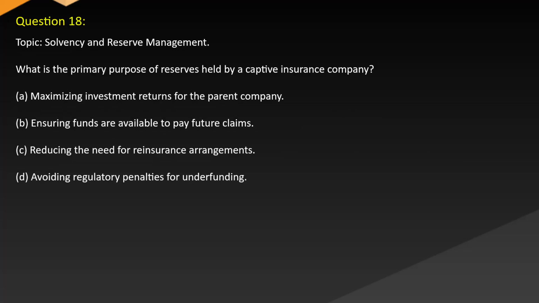Question 18. Topic: Solvency and reserve management. What is the primary purpose of reserves held by a captive insurance company? A. Maximizing investment returns for the parent company. B. Ensuring funds are available to pay future claims. C. Reducing the need for reinsurance arrangements. D. Avoiding regulatory penalties for underfunding.